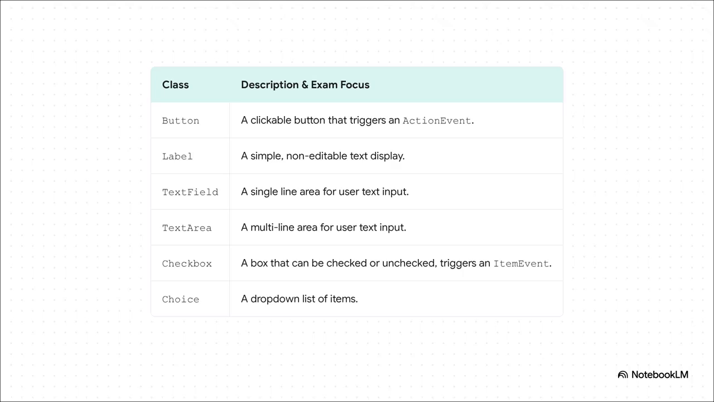So, now that we have these pieces, how do we actually put them on the screen? Okay, this right here is the magic recipe. You need to burn this pattern into your brain. 1, create the container, our frame. 2, create the component, our button. 3, use the add method to stick the button inside the frame. And 4, the step everyone forgets.